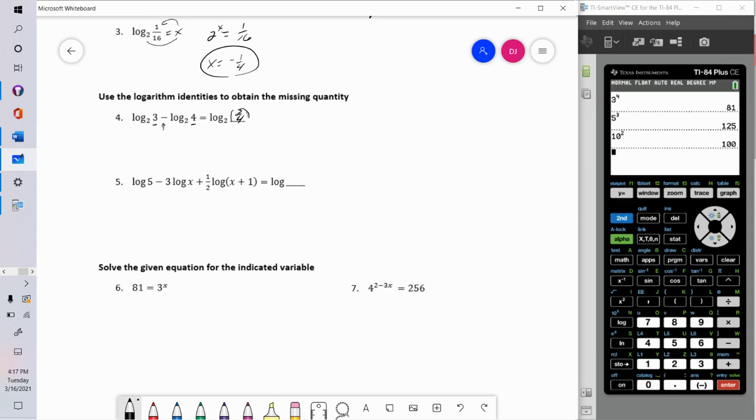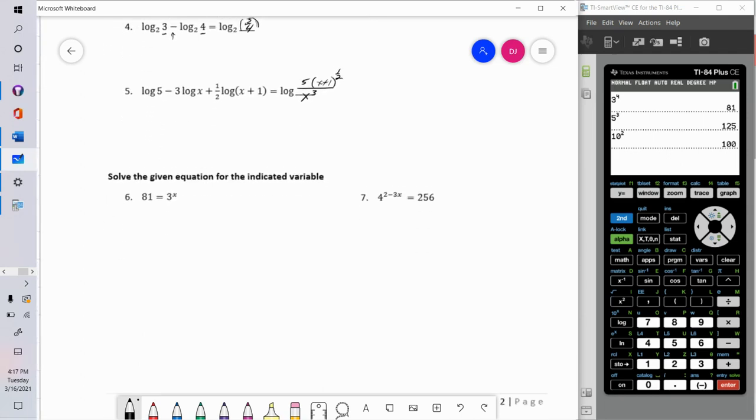Number 5, I've got the log of 5 minus 3 log x. That means I'm going to divide by x to the 3rd. Plus, that means I'm going to multiply by x plus 1 to the 1/2 power. Okay, that goes fairly quickly, but I want to move on to the following problems, which are much more of what we're going to be using in this course.